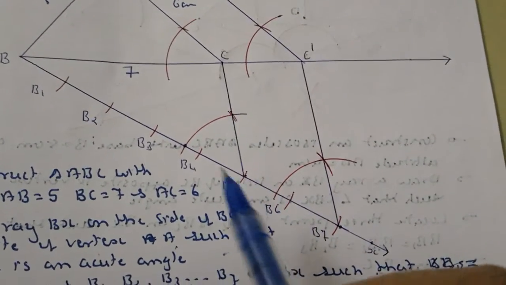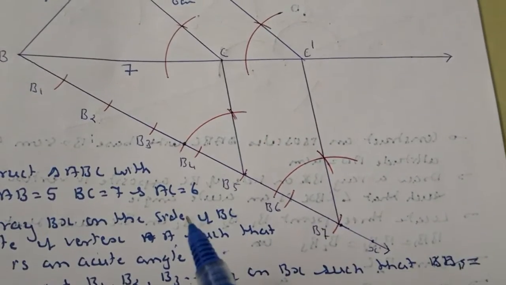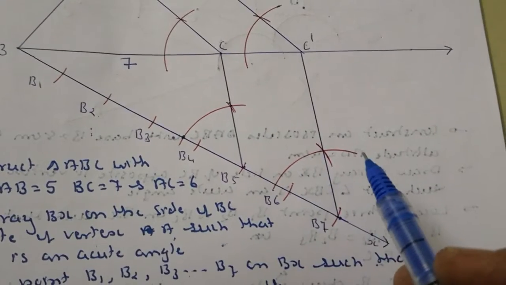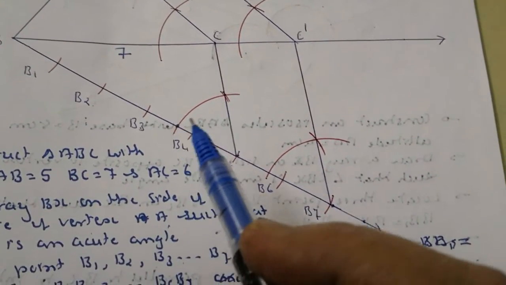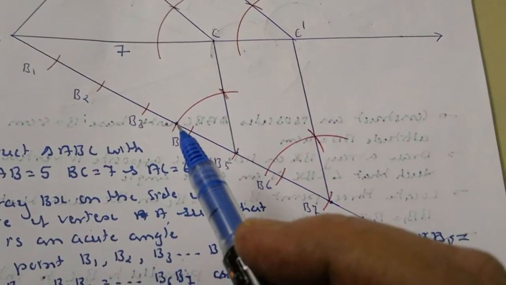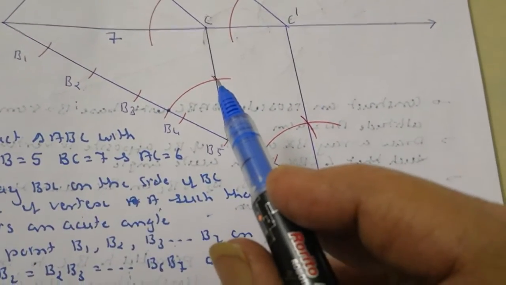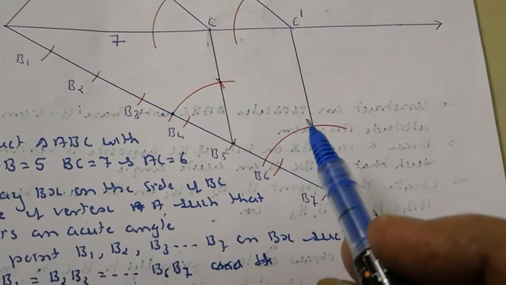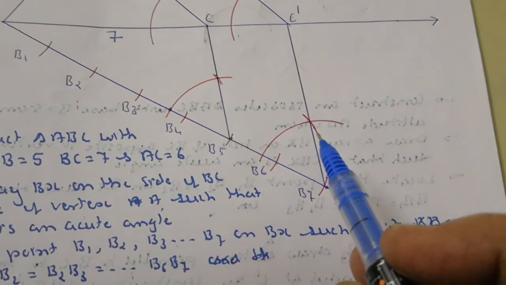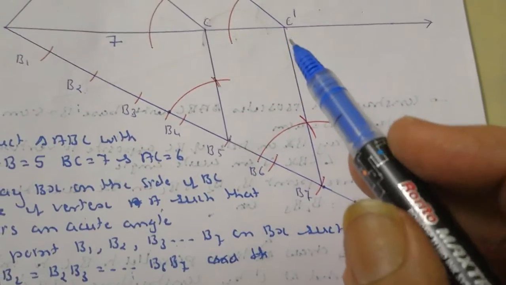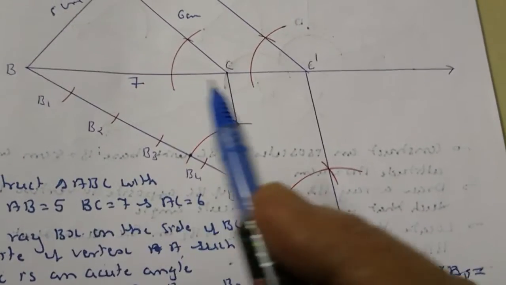Then from point B5 draw an arc with the same radius, and from B7 draw an arc. Then find the distance between these two points: keep your compass at this point and take your pencil up till this point. With this radius and from this point, draw an arc which intersects the previous arc. Then from B7 draw a line segment to get C dash on this line, that is BC dash.